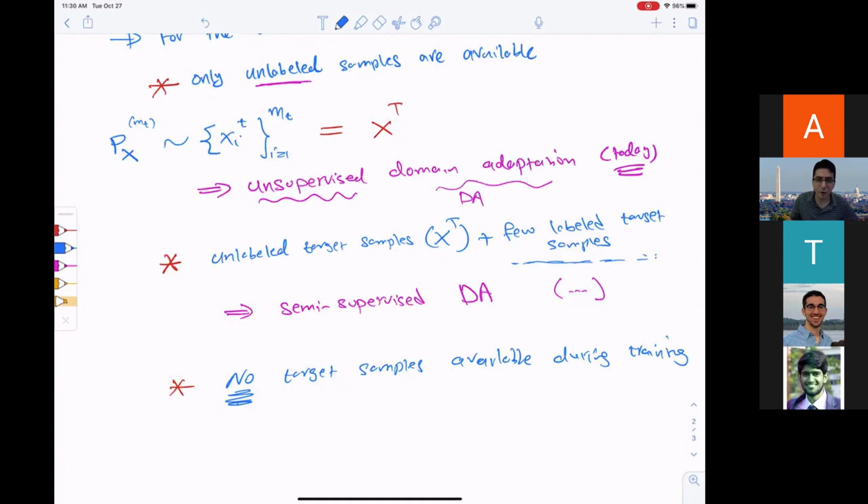So I see a few comments. Holding out training samples as a target set. So here I don't have any target. I have no idea about target samples, right? In the third case, in this case. So even if I hold out some training samples as the target, my target can be completely different.